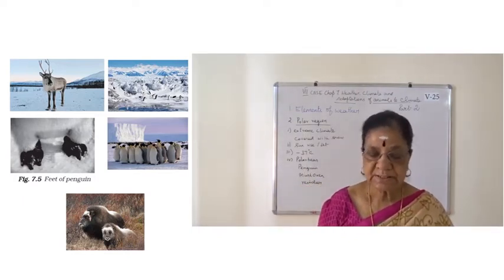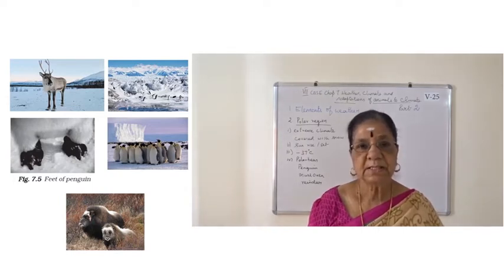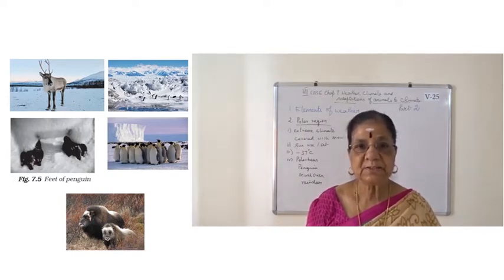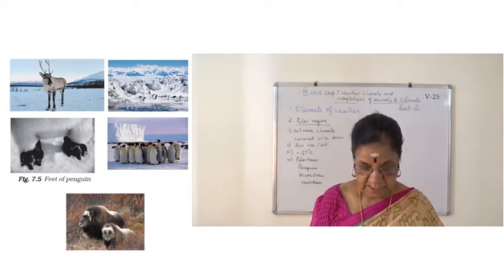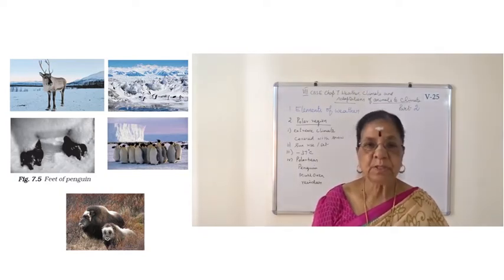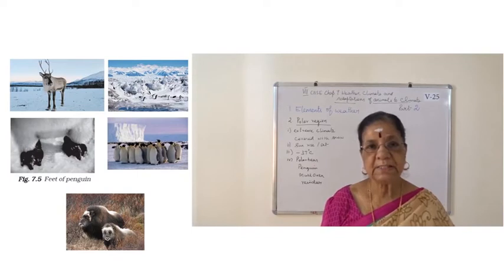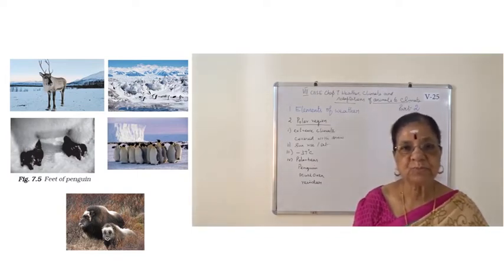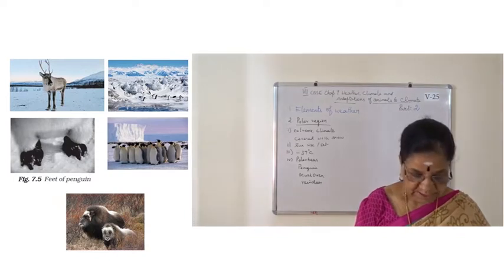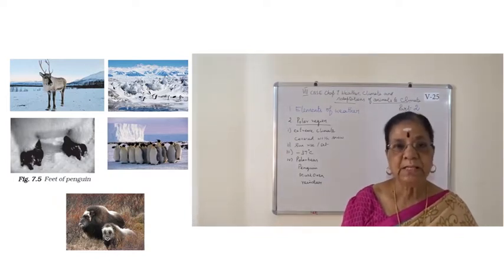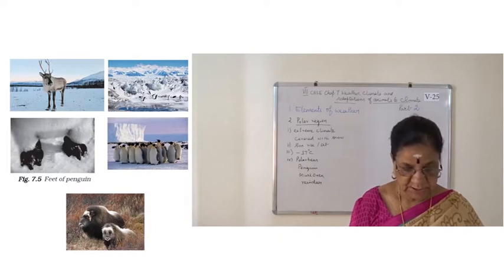That is the first adaptation. Then the second adaptation, it has a very strong sense of smell, called the olfactory sense. That helps it to locate and catch its prey. So this sense of smell helps the bear to locate and catch its prey.